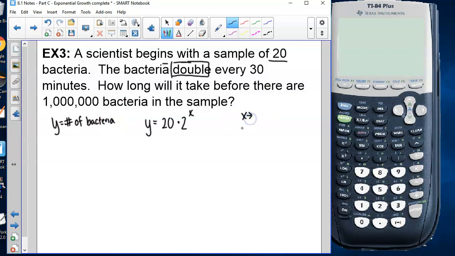X. Okay? X, what does it stand for? Hours, minutes, days? Not minutes. It's more complicated. How often does the bacteria double? Every 30 minutes. So X is your number of 30-minute time periods. Or you could put half-hour time periods.